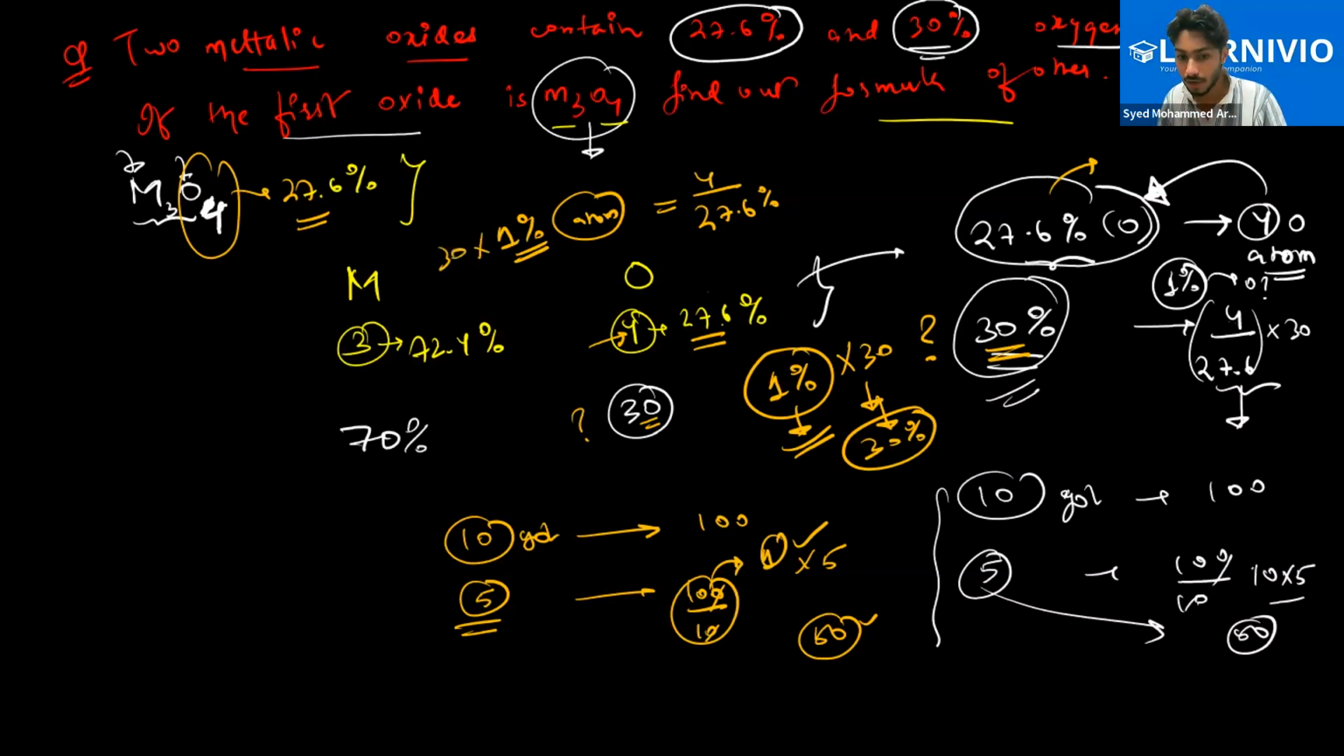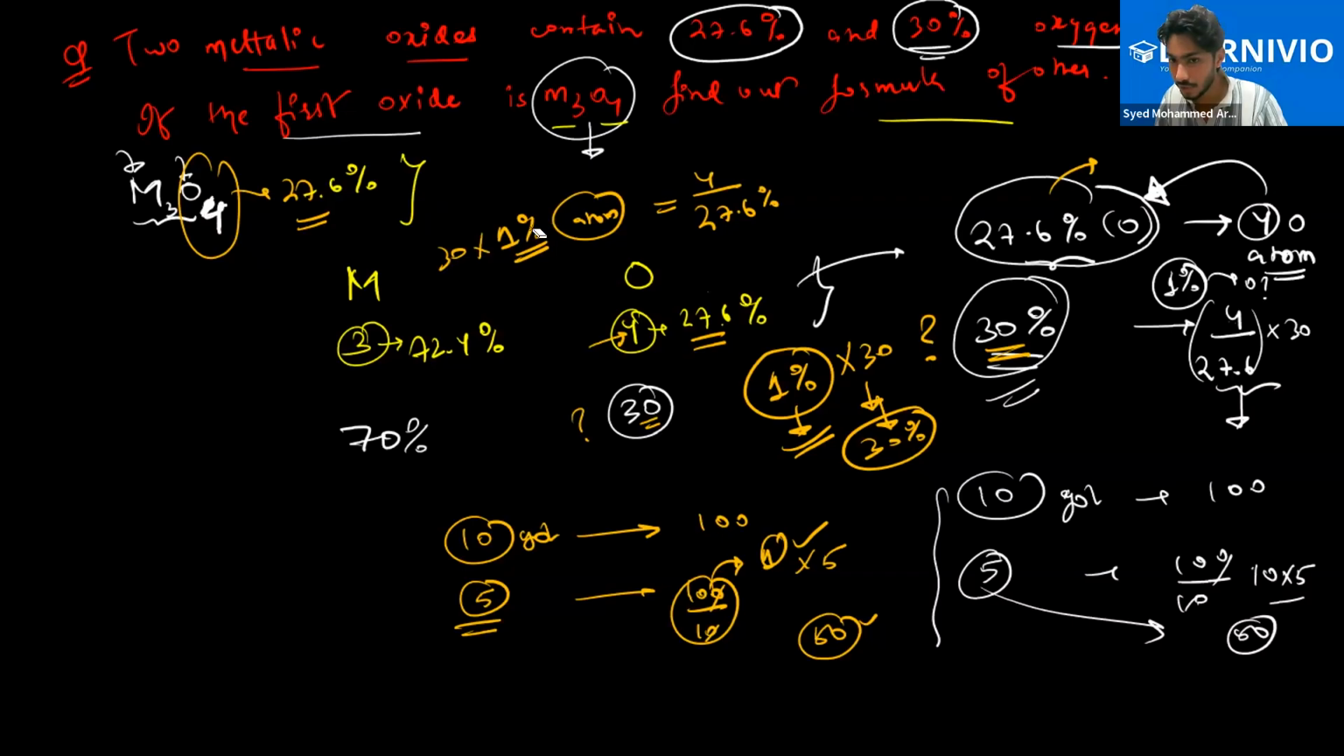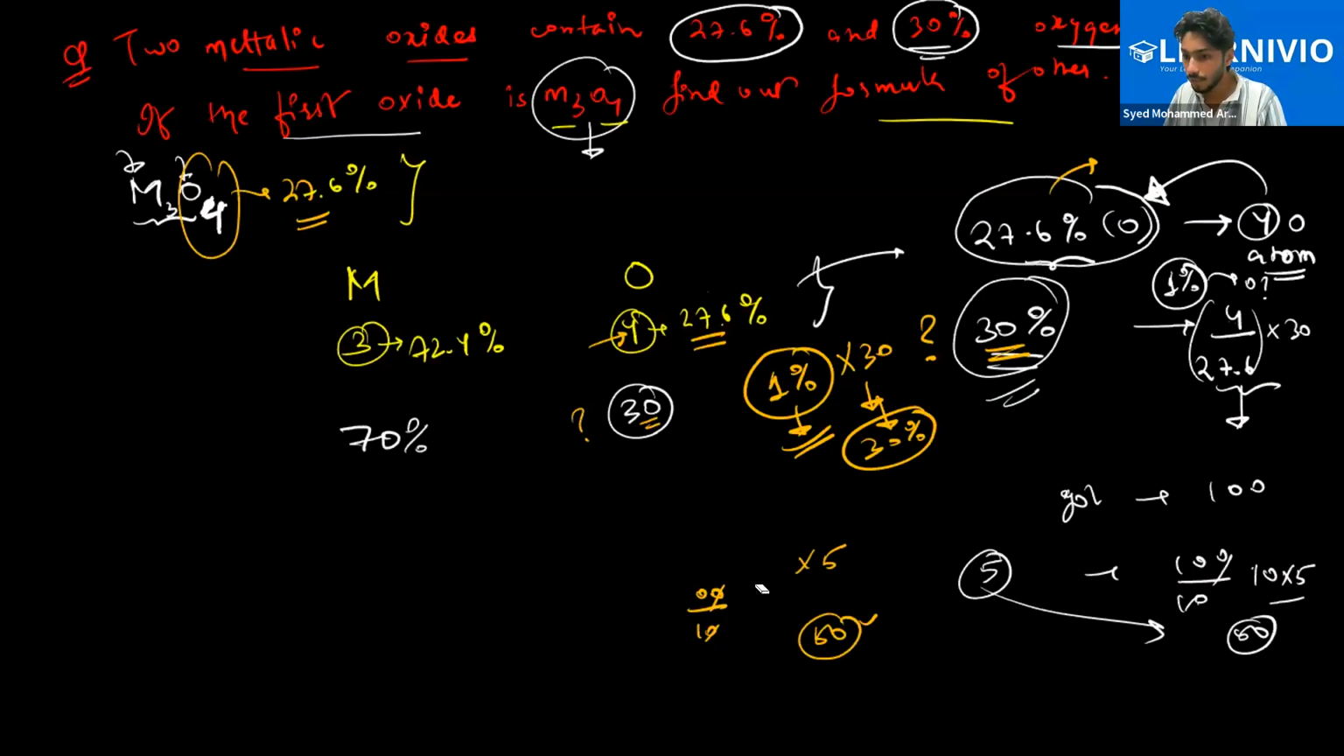So what will you do? You'll just multiply this by 30. Now, do you get this point or not? Yes, sir. Understood completely? Yes, sir. So it's a very basic, simple unitary method, right? So after dividing 4 upon 27.6 and multiplying by 30, you will get the number of oxygen atoms in 30%.